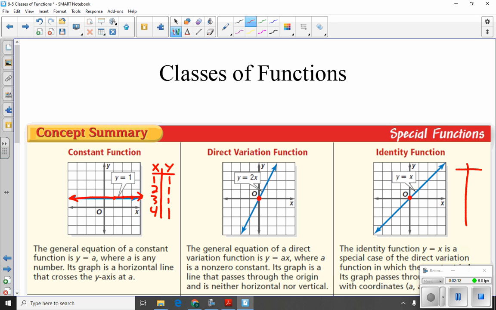as whatever your x is. So if I made a table over here, it would look like this. If x was 1, y would have to be 1. If x was 2, y has to be 2. If x is 3, y has to be a 3, so on and so forth. So that is the identity function.